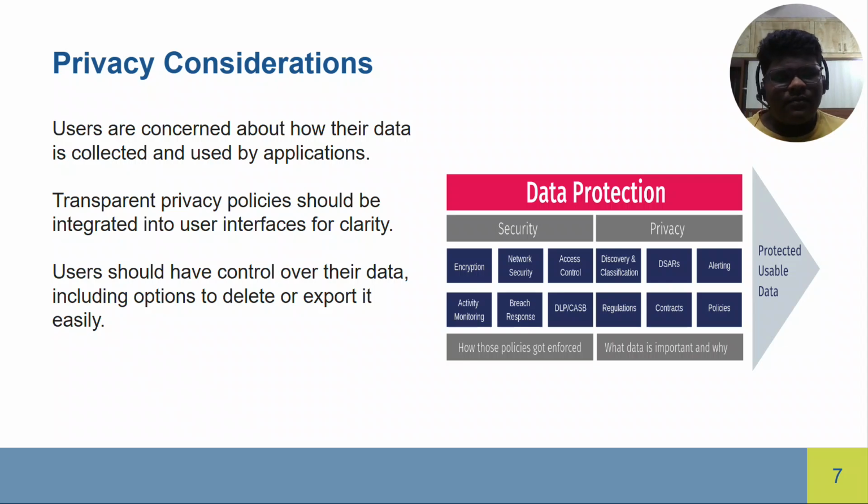Under security, there are primarily six other stages from which security is given to the data protection mechanism. The components or phases are encryption, network security, access control, activity monitoring, breach response, DLP or CASB. And under privacy, there are again six other phases which are discovery and classification, DSARs, alerting, regulations, contracts, policies, etc.